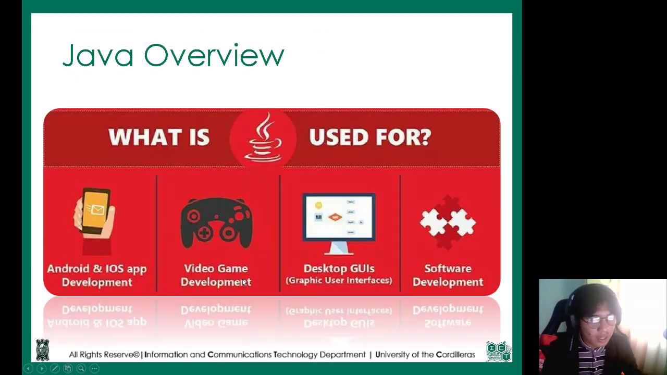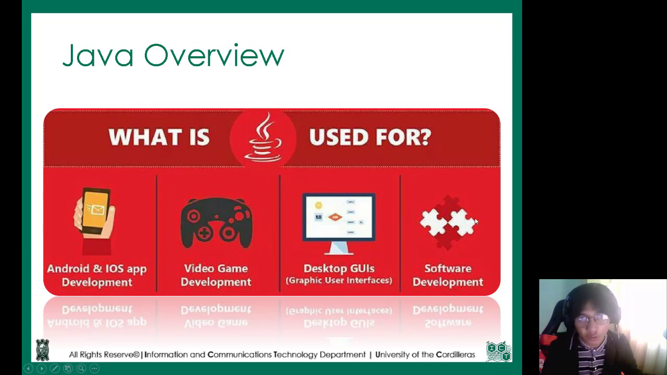Now, maybe you're asking, what is Java used for? Java is actually used for the following. Let me just go ahead and emphasize the following uses. Android and iOS app development. Majority of some games out there or applications are Java based. Video game development. Java is also used to develop games as well. And also for graphical user interfaces, Java is widely being used.